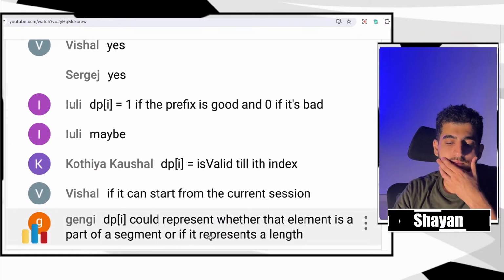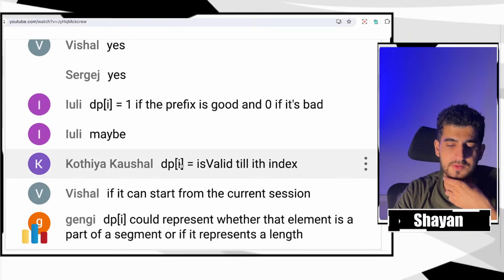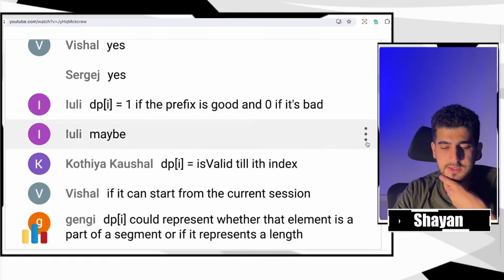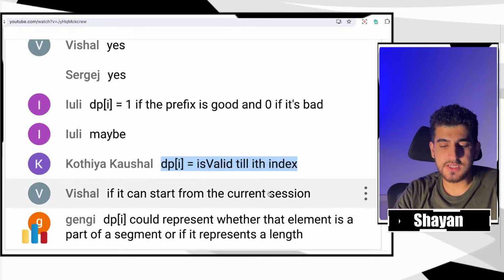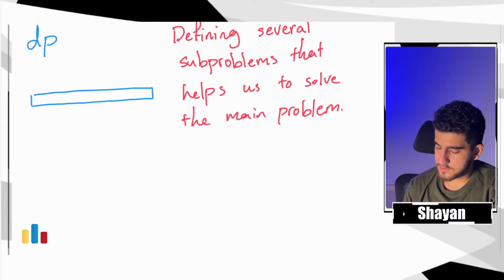DP of I could represent whether that element is a part of a segment, or if it represents a length. DP of I is valid. Yeah, these are great ideas. Yes, DP of I, this is a very good idea. DP of I can be if it is valid till index I. So I can define DP of I.